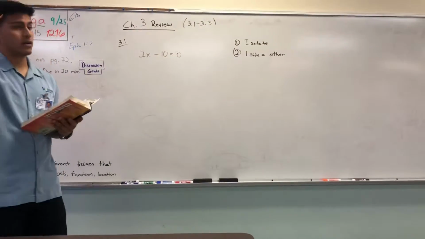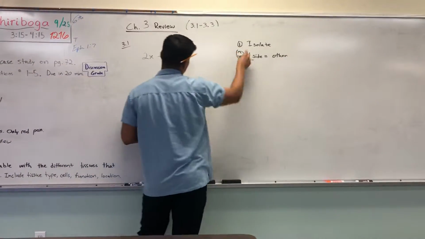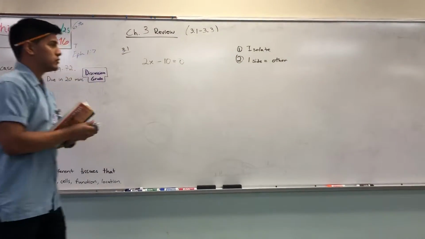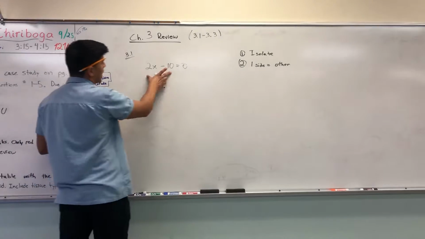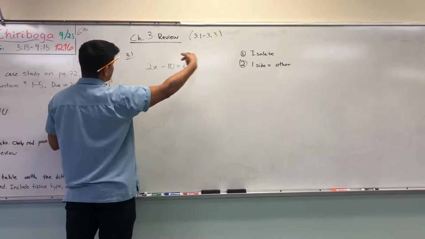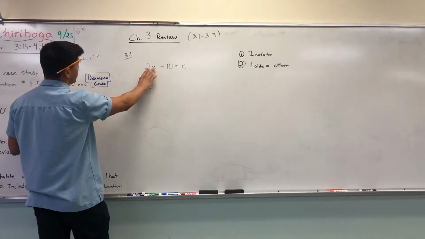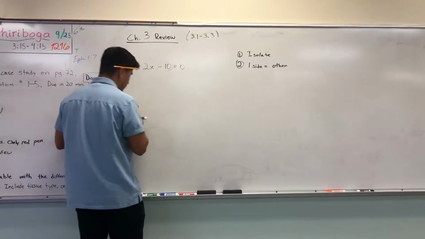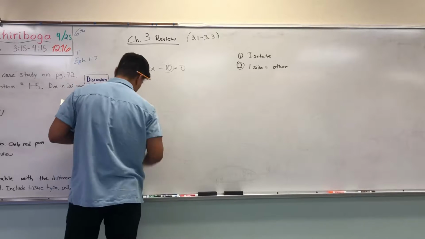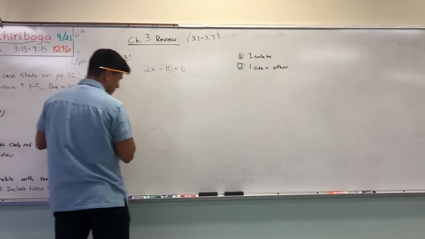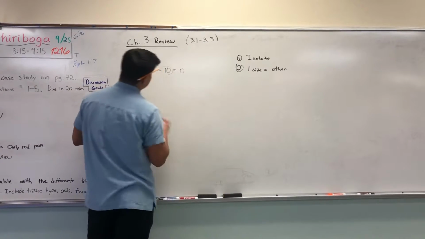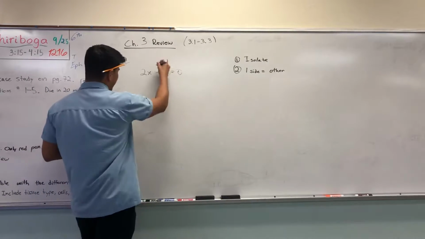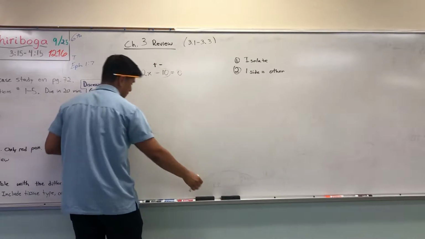Remember that the two rules of algebra tell us, 1, you have to isolate the variable, and number 2 is that whatever you do to one side, you have to do to the other. Whenever we're isolating the variable, we always work from the outside in, so we find the farthest thing from the variable and move it to the other side first. In this case, it's this negative 10. Now what this negative 10 tells us is actually plus minus 10, right?